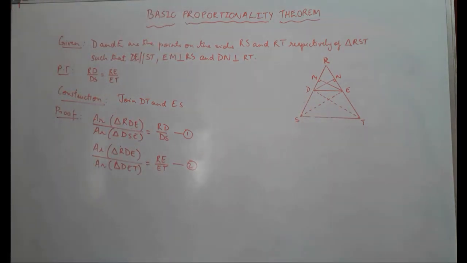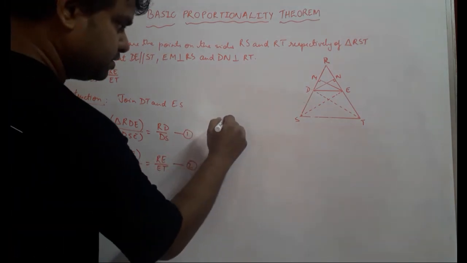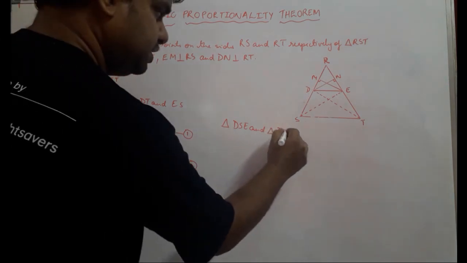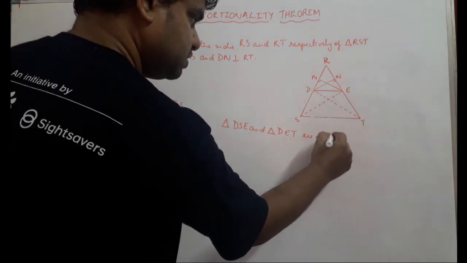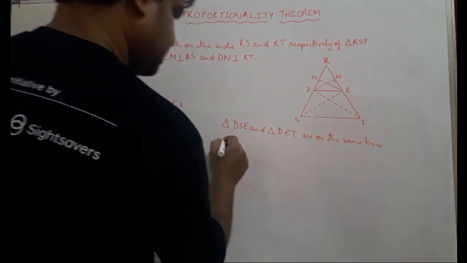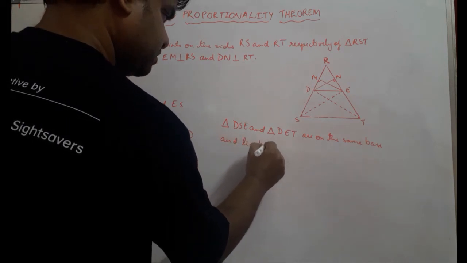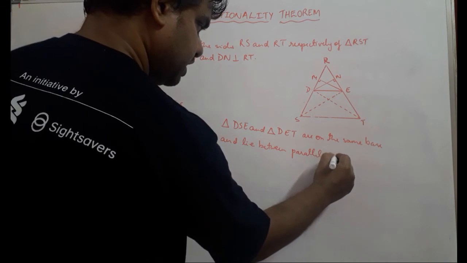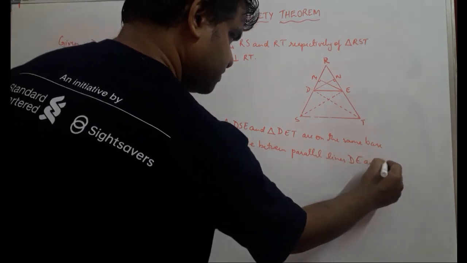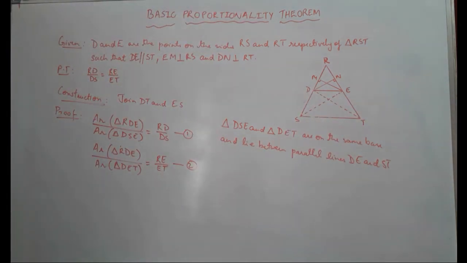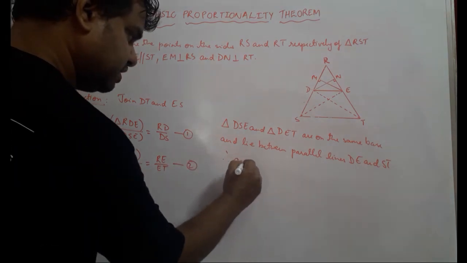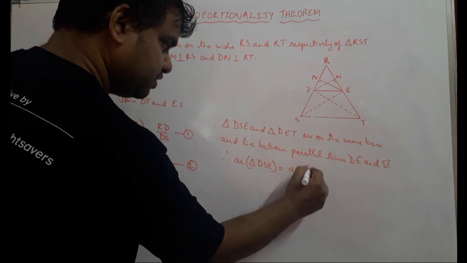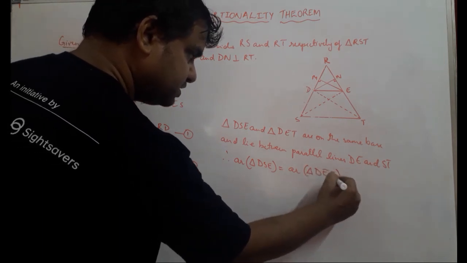So we'll put it down as follows: triangle DSE and triangle DET are on the same base and lie between parallel lines DE and ST. We have been given DE is parallel to ST. Therefore, we can say that area of triangle DSE is equal to area of triangle DET, and we mark this as 3.